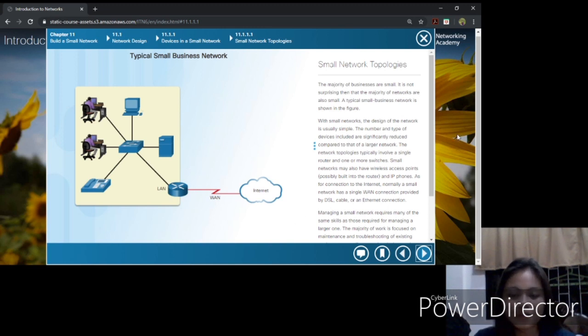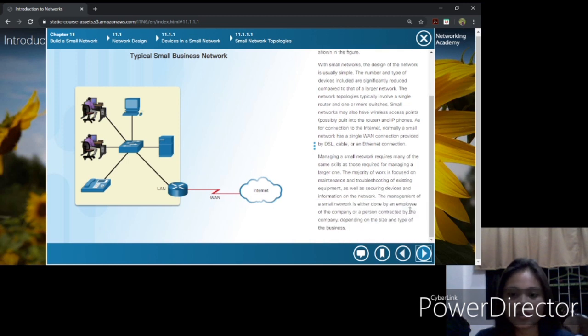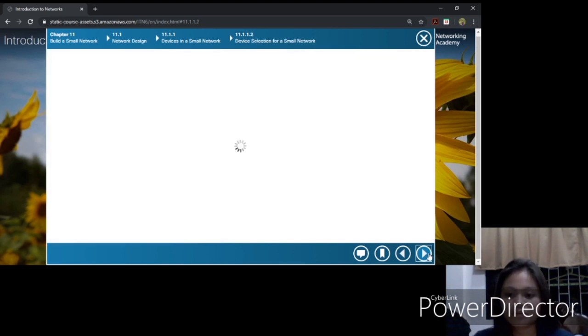As for connection to the internet, normally a simple network has a single connection provided by DSL, cable or Ethernet connection. Managing a small network requires many of the same skills as required for managing a larger one, such as troubleshooting existing equipment and securing devices and information on the network.